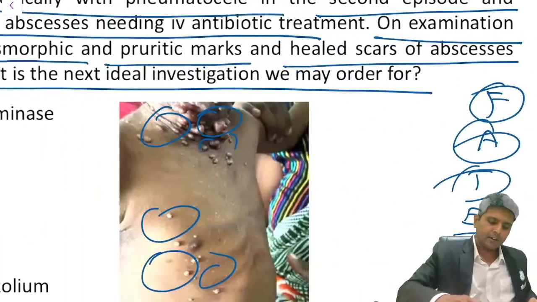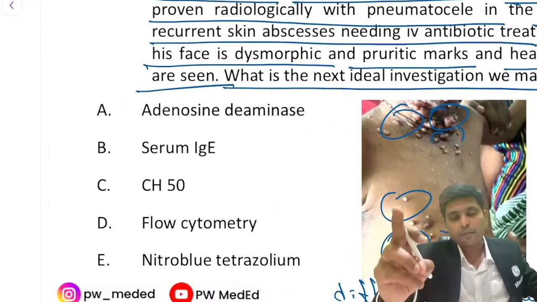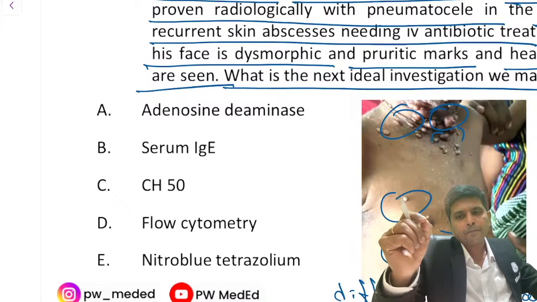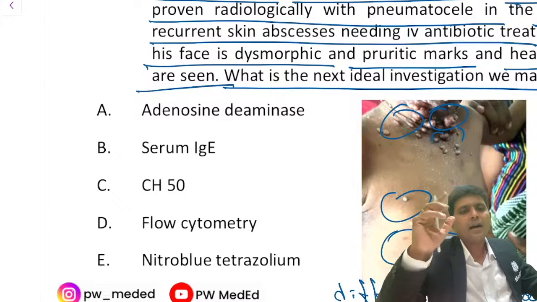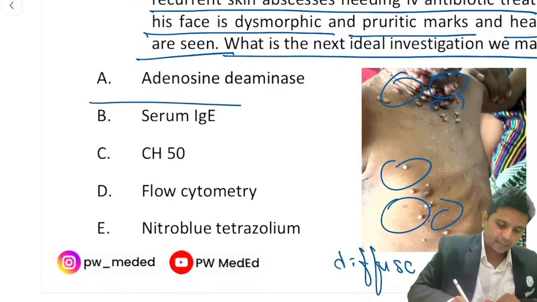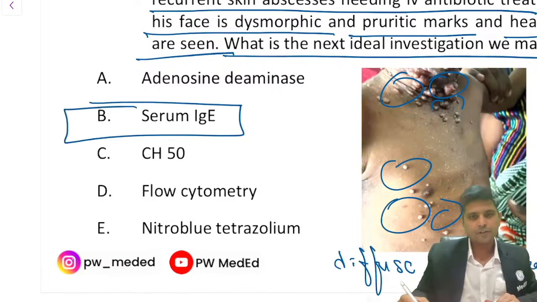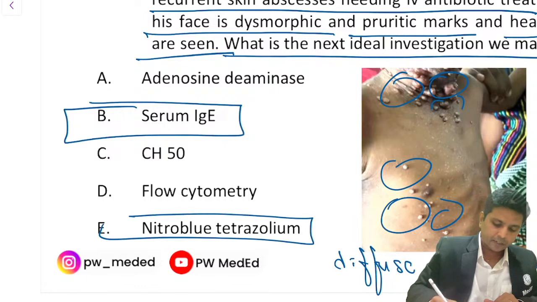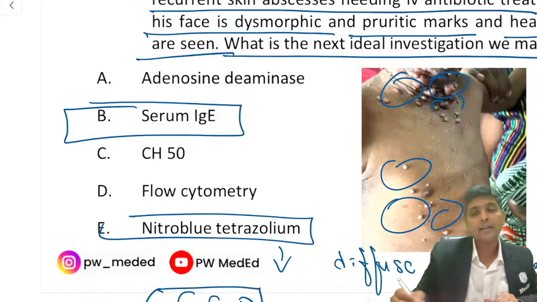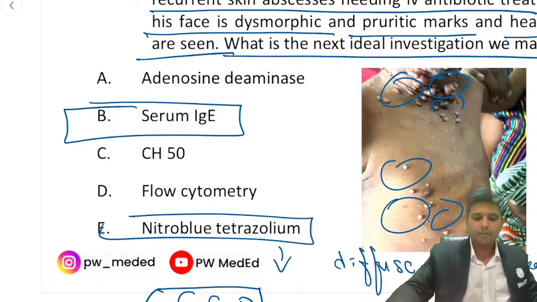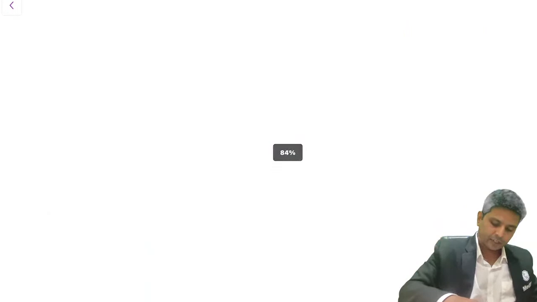Okay. And what is the answer? Disseminated molluscum contagiosum occurs one in HIV, another in hyper IgE syndrome. So the answer is serum IgE levels. Nitroblue tetrazolium test is for chronic granulomatous disease. Again, those things are discussed in detail in our PW sessions.